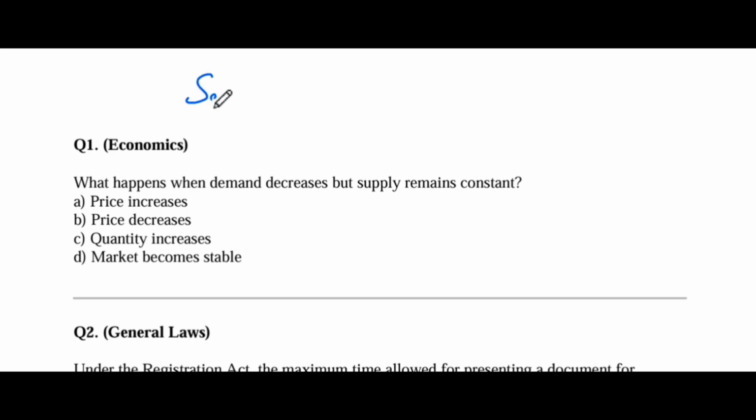This is session number 4B. So the first question: what happens when demand decreases but supply remains constant? So the answer will be price decreases. See, when demand falls and supply remains constant, excess supply pushes the prices down. So the price decreases.